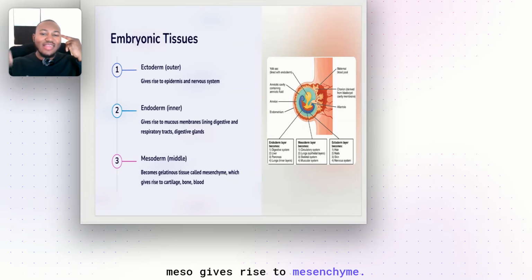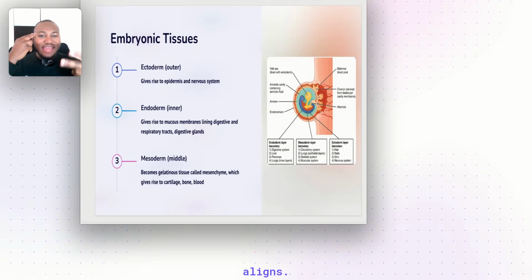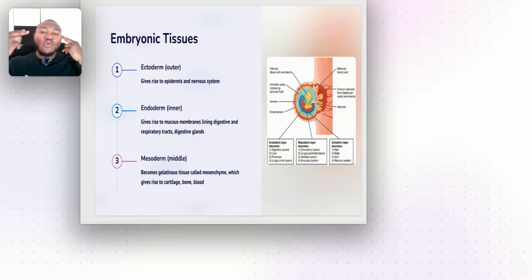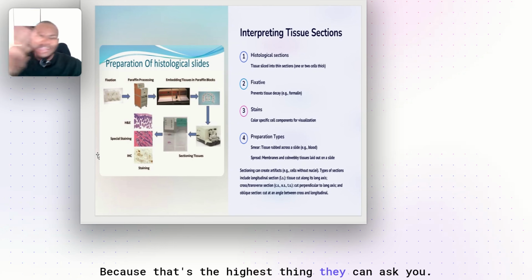Mesoderm gives rise to mesenchyme. Endoderm, the mucous membrane, lines the digestive tract, the respiratory tract, the digestive glands. The mesoderm does what? Forms mesenchyme, which gives rise to what? Cartilage, blood, and bone. Now, you are good to go. You don't need to stress yourself much. If you know this, you are good with the outer one because that's the highest thing they can ask you.